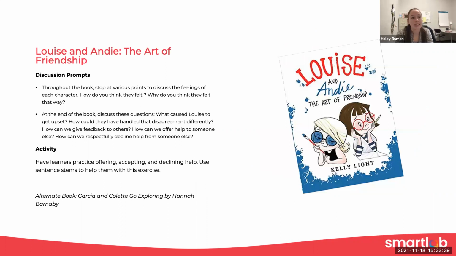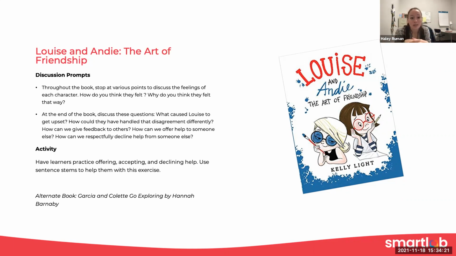The next book is Louise and Andy, The Art of Friendship. In this book, a young artist moves in next door to another artist, and they are so excited. They're living next to each other. They both love art. So they start creating art together. And then Andy tries to fix Louise's art, and it ends up ripping in half. And it causes this big dramatic separation between the two friends. Louise ends up turning it into a new piece of art that actually incorporates both of their artistic styles. And then they decide to go forward, creating art together.